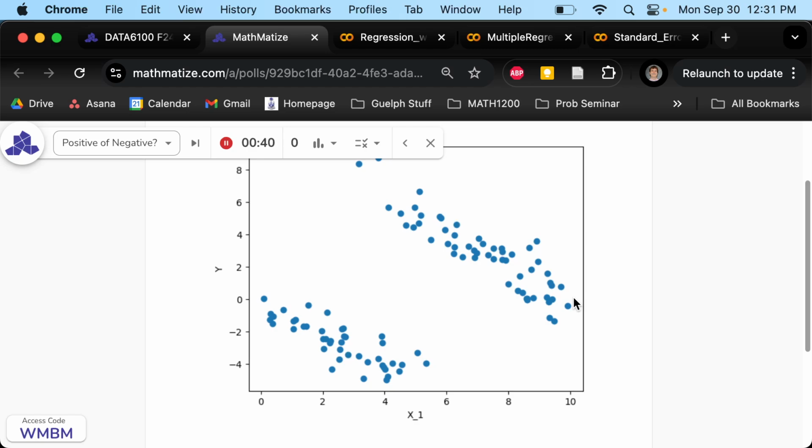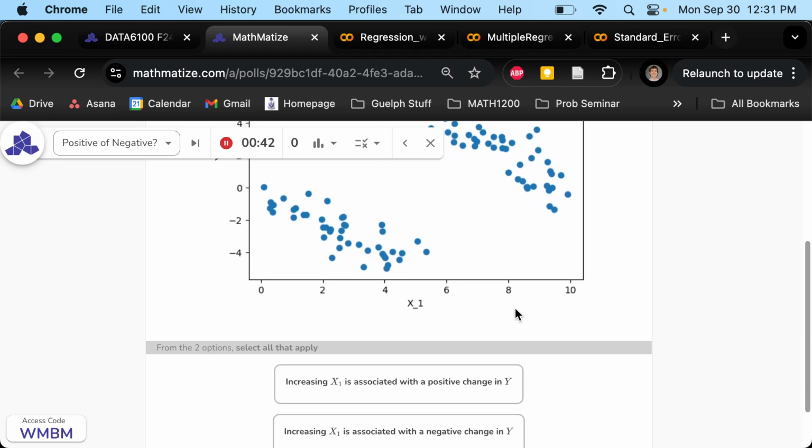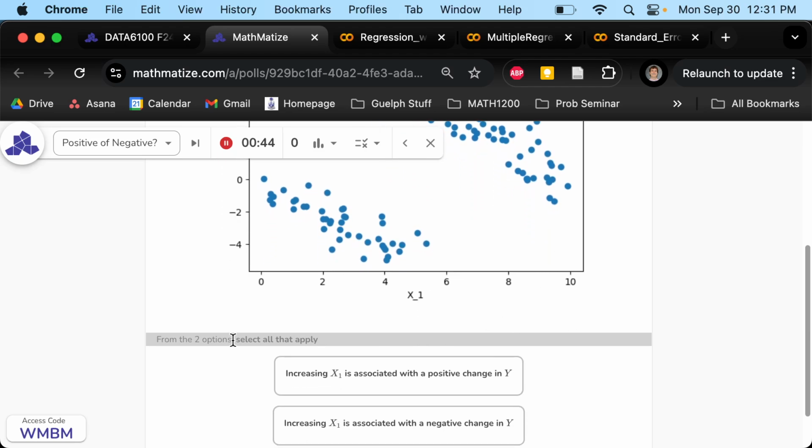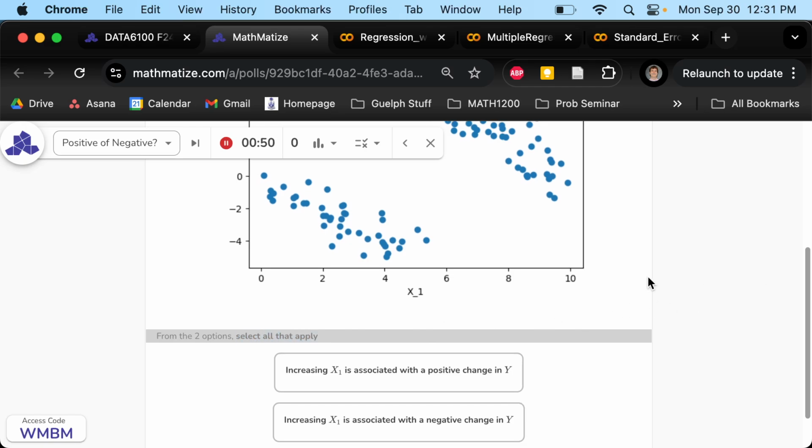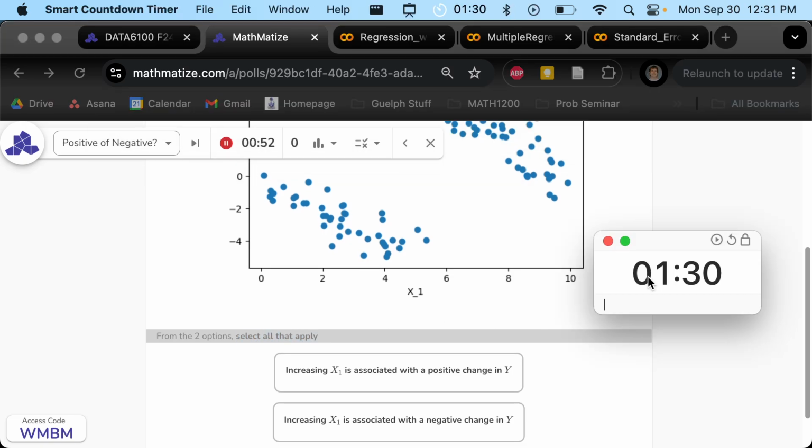You tell me. There's 2 options, so it's kind of like a true or false. Oh, I guess I left all that apply on. Don't choose both. If there's one, choose one or the other. That's a mistake. Okay, let me give you another minute and a half to see this one.